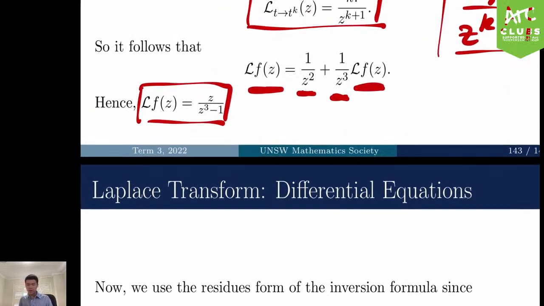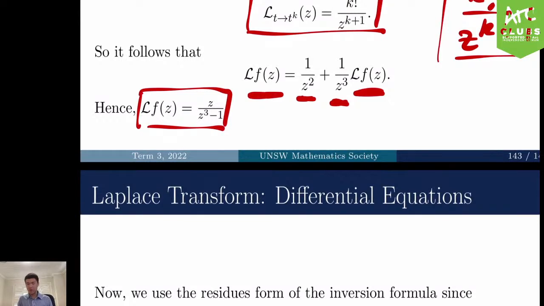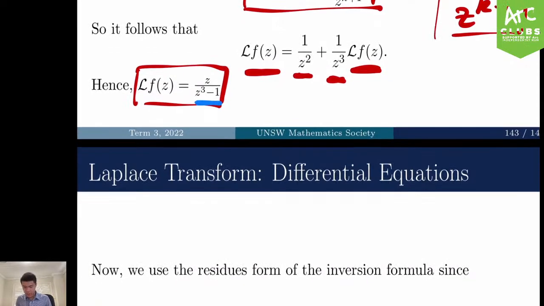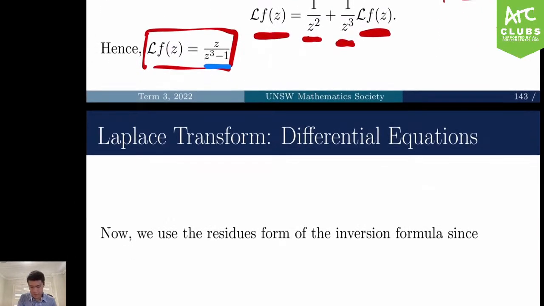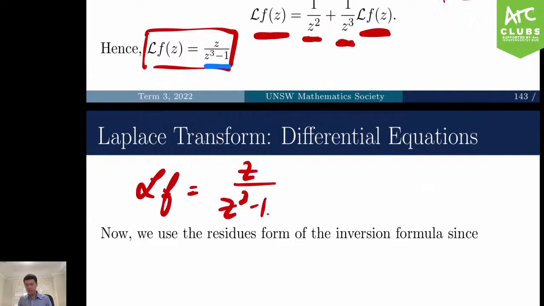Okay, and so that's not done right, because we've just found out that the Laplace transform of f is equal to something. We need to now do the inverse. And think about the function itself that we're getting. So LF is equal to z on z cubed minus 1. Does that satisfy the property where it's bounded above by the power function?